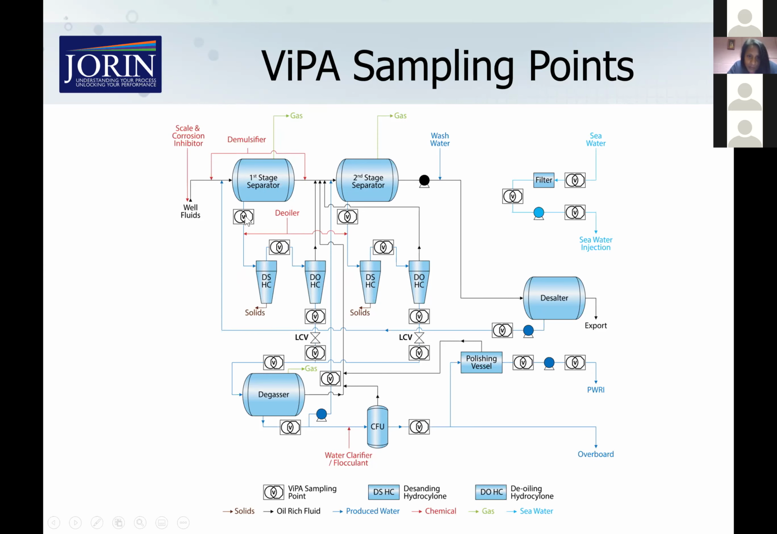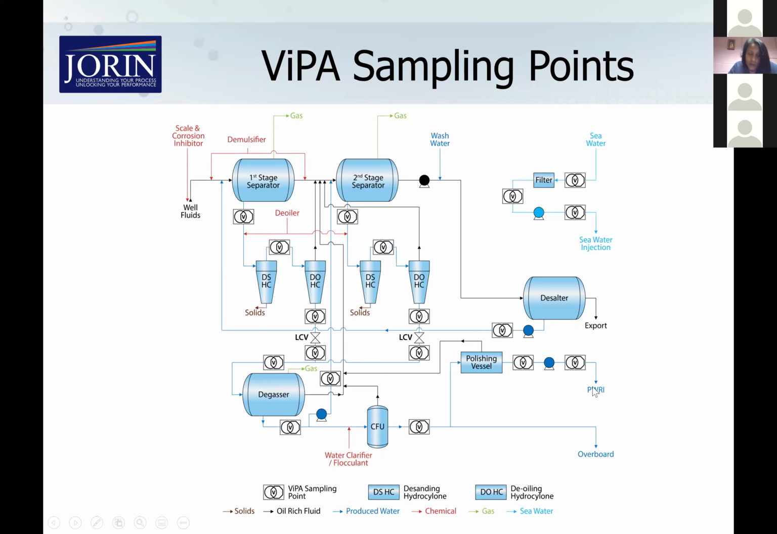So this little symbol here is our P&ID symbol for the ViPA. So we're effectively saying we can go from downstream of the first stage separator to anywhere else in that process. So we can look at separator performance, we can look at hydrocyclone performance, we can look at what your further polishing vessels could be, degassers, flotation units, filters, any of those sort of pieces of equipment. And ultimately, if you just want monitoring for if it's going overboard or for produced water reinjection.